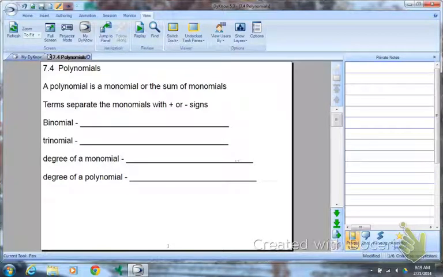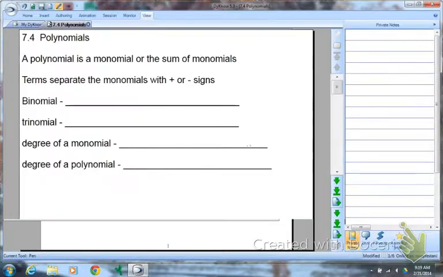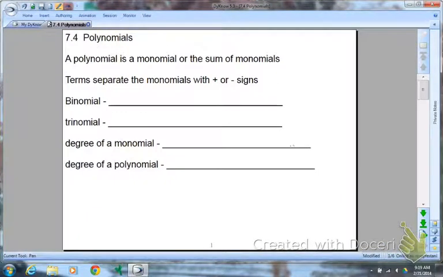Section 7.4 is dealing with polynomials. A polynomial is a monomial or the sum of monomials. Terms separate the monomials with a plus or minus sign. We have several different types of polynomial. The first one is a binomial, which is a two-term polynomial.